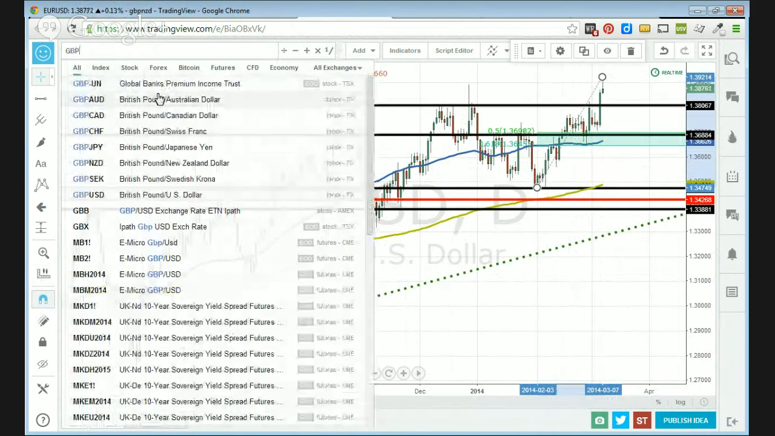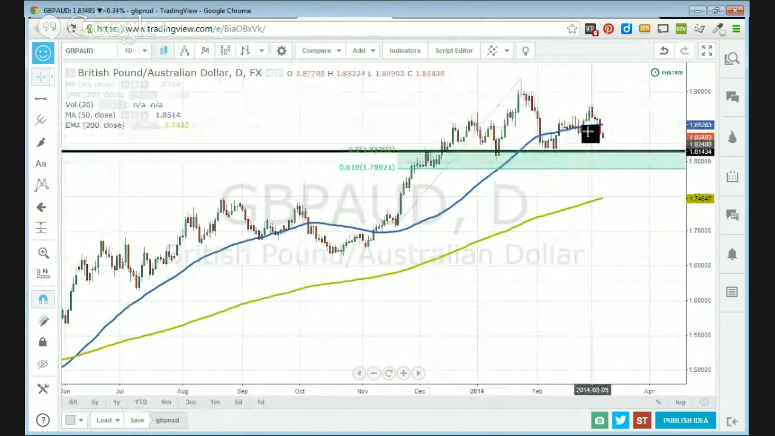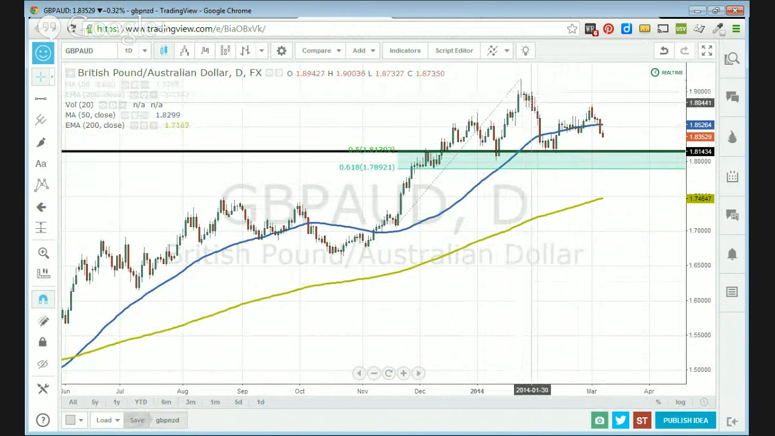Let's go to the pound. Pound Aussie. Okay, this is interesting. We are getting at least closer to where I'd want to enter. We do have a pattern of lower highs in place, so that's one not so good sign, and perhaps a head and shoulders pattern here. Left shoulder, head, right shoulder. That would be a bearish configuration.